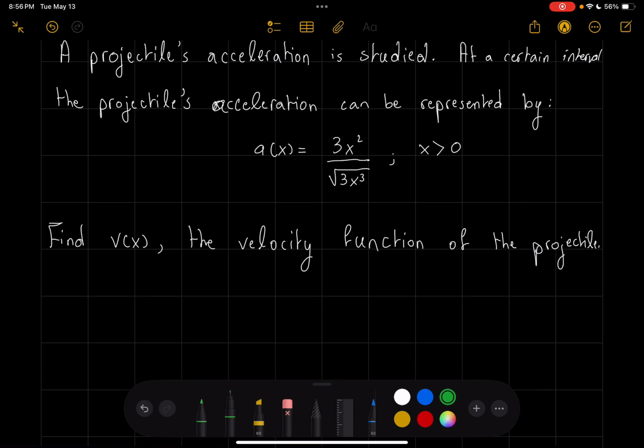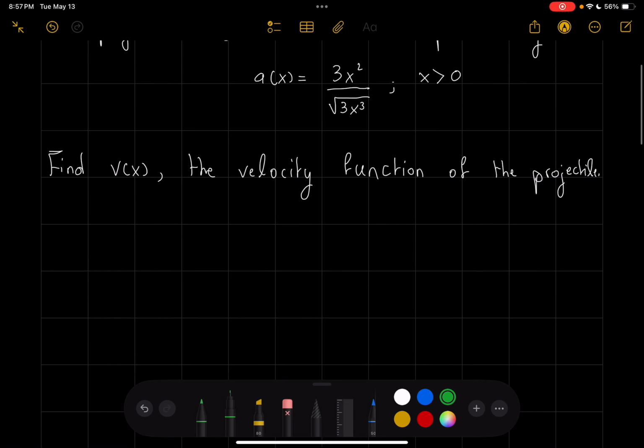So in the first question, it says a projectile's acceleration is studied. At a certain interval, the projectile's acceleration can be represented by a of x is equal to 3x squared over the square root of 3x cubed, where x is strictly bigger than 0. Find v of x, the velocity function of the projectile.